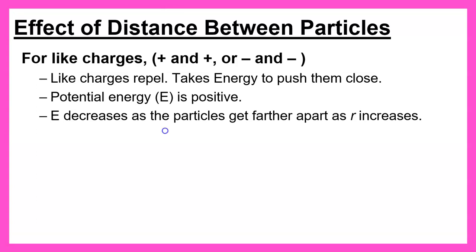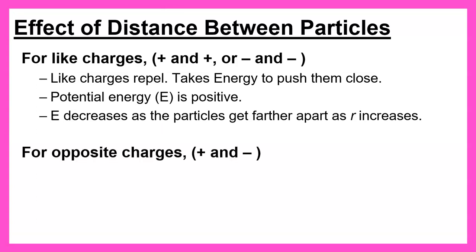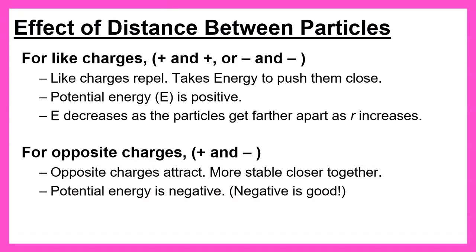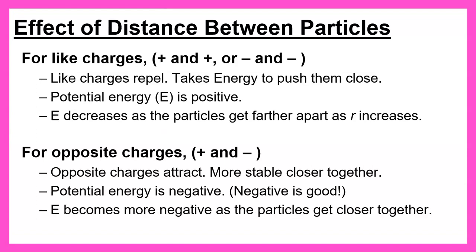Compare that to our opposite charges. When you have two ions coming together, they're attracted to each other. They are better off together than they were apart. They have that negative potential energy, more stable. And as they get closer and closer, that energy becomes more negative.